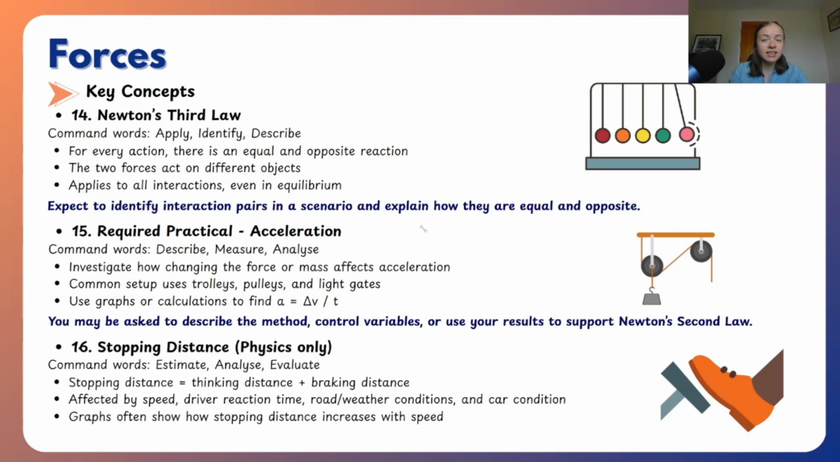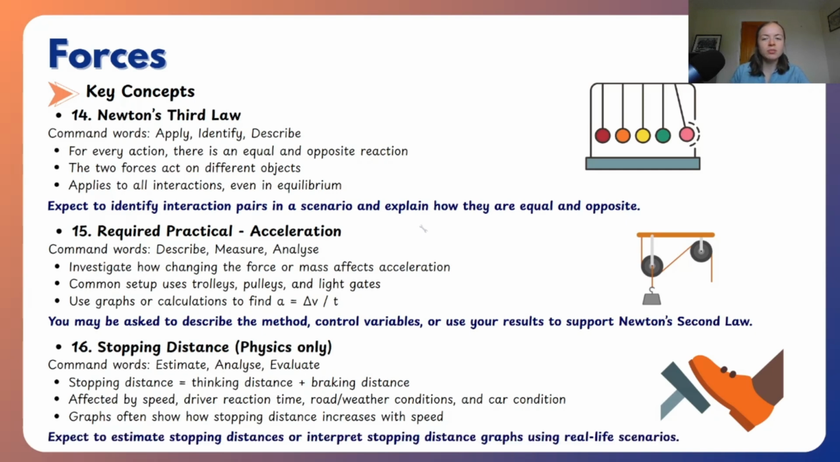You also, for physics students, need to be able to talk about stopping distance. So stopping distance is the thinking distance plus the braking distance, and that can be affected by the speed the vehicle was going at, the driver's reaction time, road conditions, weather conditions, and simply the car condition as well. So the quality of the brakes and the quality of the tyres as well. And you'll often be given graphs to show how stopping distance increases with speed. So you need to be able to estimate those stopping distances or interpret a stopping distance graph from real-life scenarios and think about what could be affecting that.